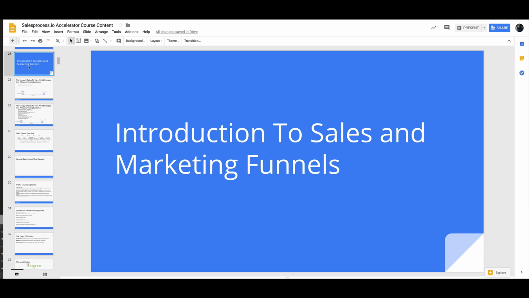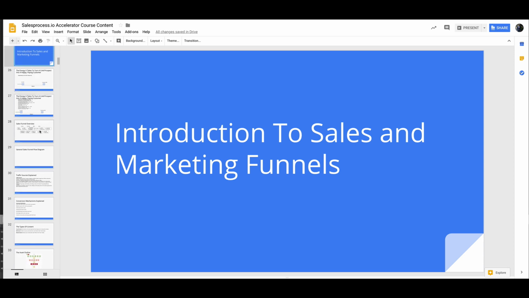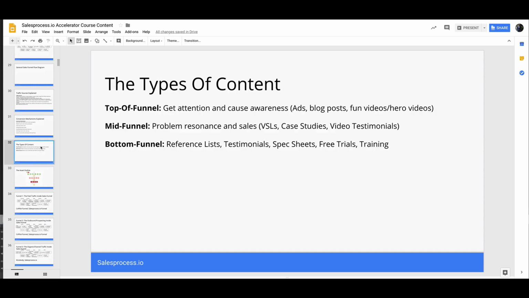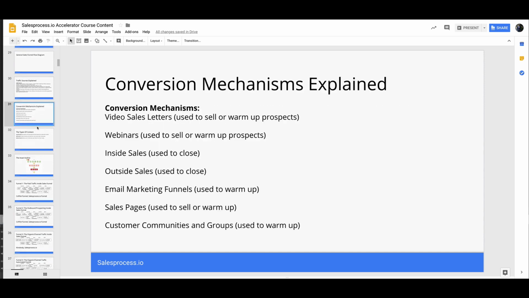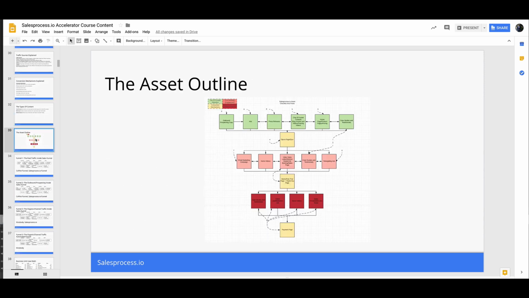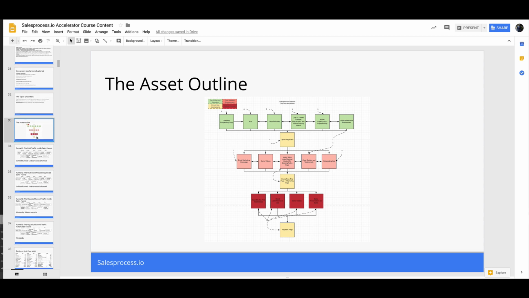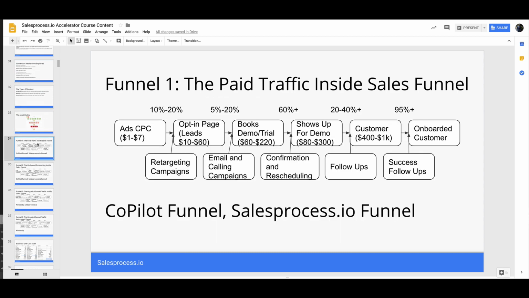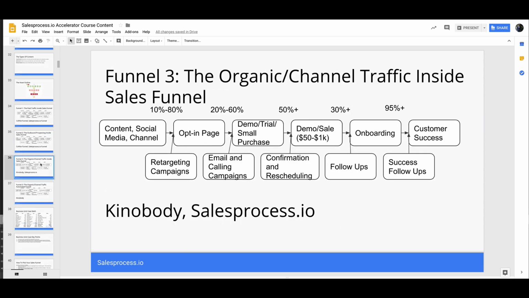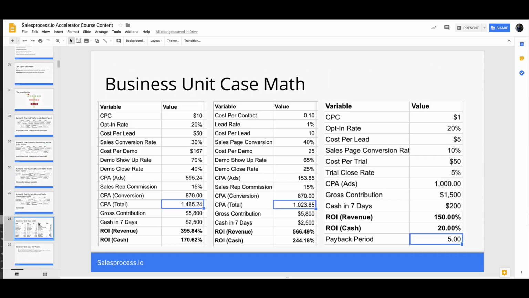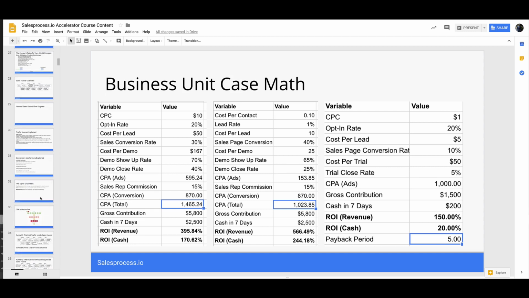This is the introduction to sales and marketing funnels, and I'm very excited to present this training to you today because it's super important. Obviously, we're going to get into the flow diagrams. We're going to get into defining the conversion mechanisms, the types of traffic, the mid-funnel content, the bottom of the funnel content, the top of funnel content, all the lead capture mechanisms, all the different types of funnels, and so on. The math behind everything, super important.